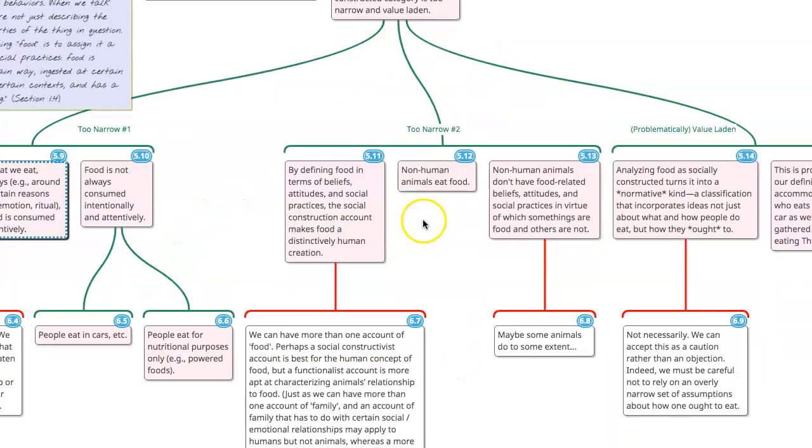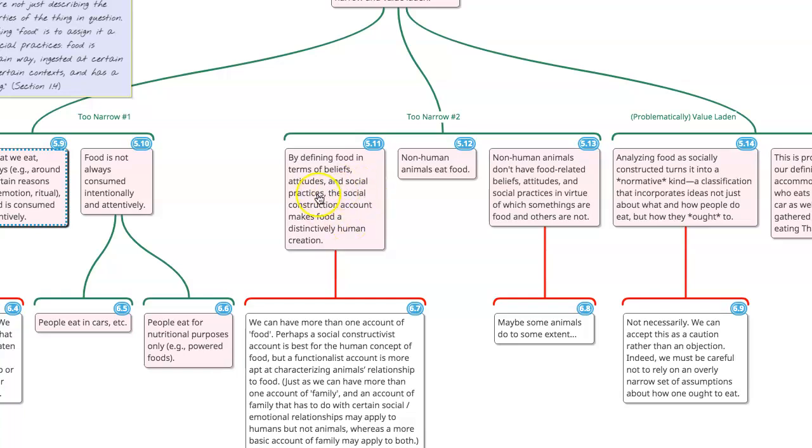The next claim that it's too narrow is that by defining food in terms of beliefs, attitudes, social practices, etc., the social construction account makes food a distinctively human creation. But non-human animals eat food, and non-human animals don't have food-related beliefs, attitudes, social practices, etc., in virtue of which some things are food and some aren't. One potential objection is to get into the non-human animal case, which is interesting. Maybe some animals do to some extent. We're not going to go that route.